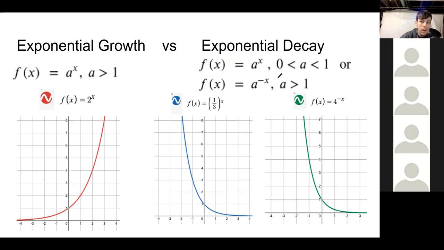Now, another way that exponential functions are sometimes written to show decay is keeping an a value greater than 1, but putting a negative in front of the x.